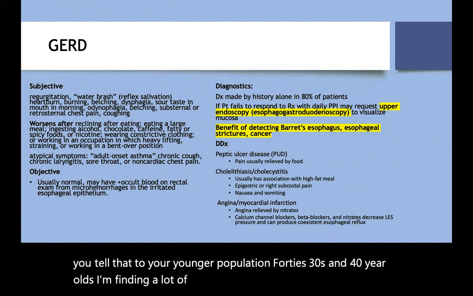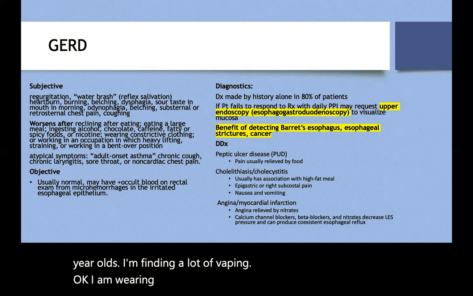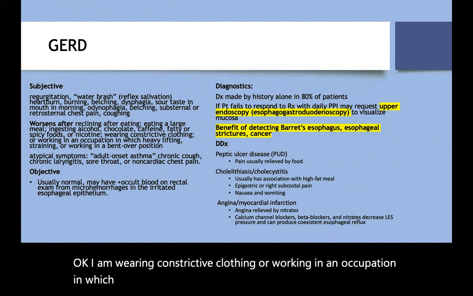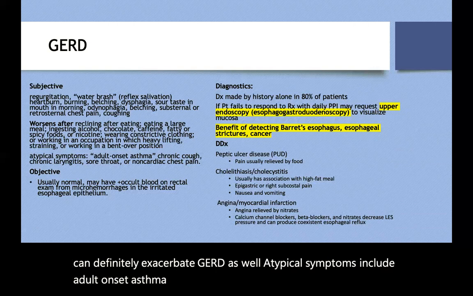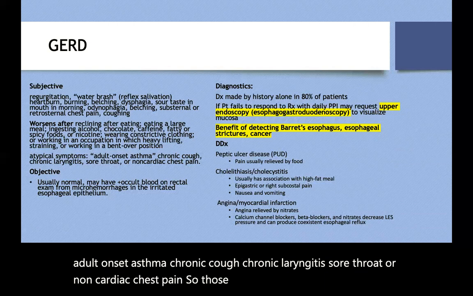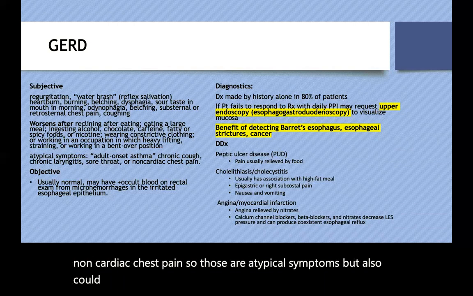Wearing constrictive clothing or working in an occupation in which heavy lifting, straining, or working in a bent over position can definitely exacerbate GERD as well. Atypical symptoms include adult onset asthma, chronic cough, chronic laryngitis, sore throat, or non-cardiac chest pain. So those are atypical symptoms, but also could be associated with GERD.